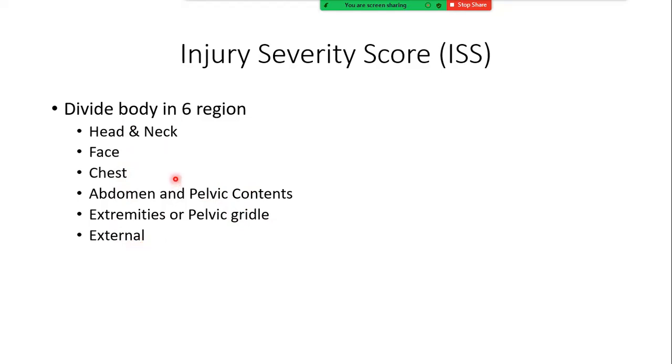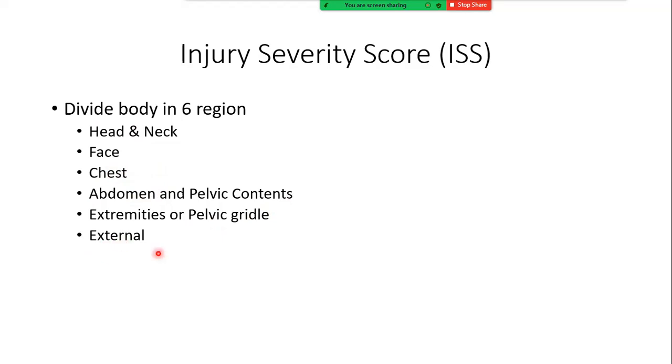Now you will ask me about the spine. One thing is missing in this, which is the spine. So if the cervical spine is injured, it will be counted into the head and neck region. If a thoracic spine injury is there, it will be counted into the chest region. If the lumbar spine is injured, it will be counted into abdomen and pelvic content, and obviously then extremity. And if the skin is injured, then it will go into the external.